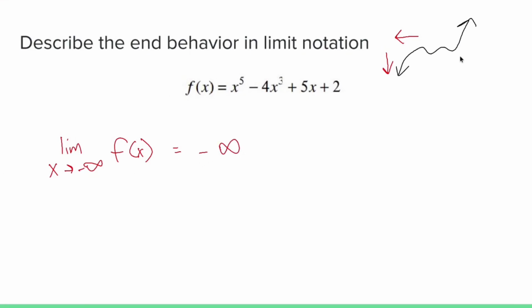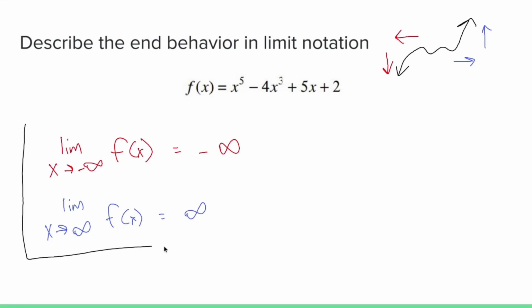The other limit that I write out is the limit as x approaches positive infinity. As I move to the right, my graph is also moving up. So the limit as x approaches positive infinity of f of x is also positive infinity, because as I move to the right, my graph is moving up. So that is how you do that guy right there.